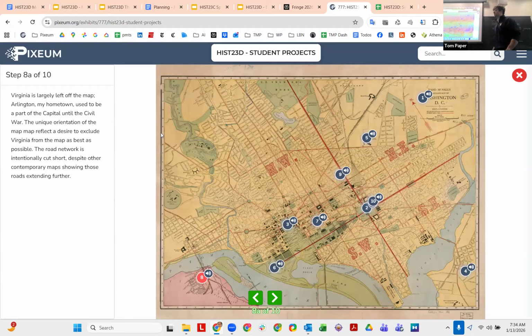Oftentimes in maps of DC, they're depicted as chalk. Can I erase the French? Is that okay? Sorry.